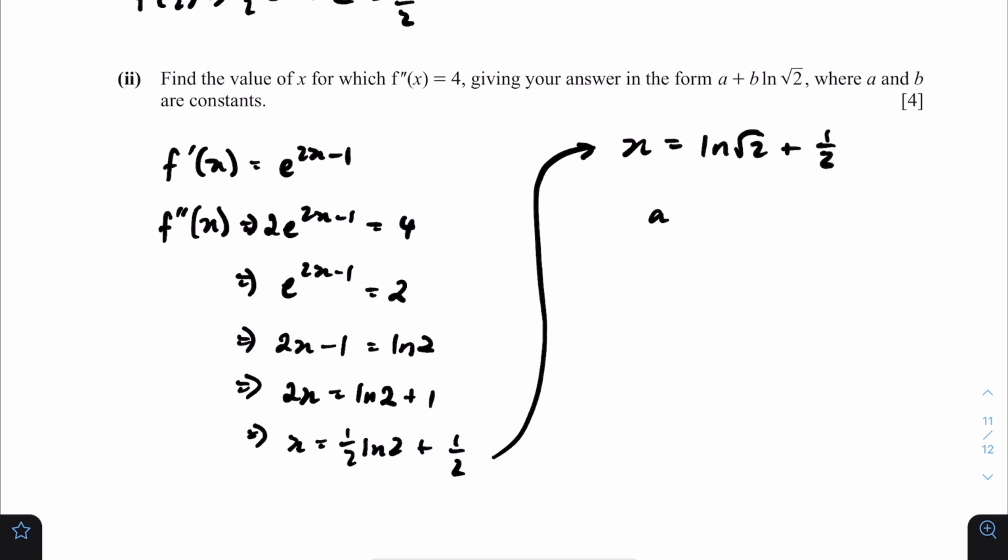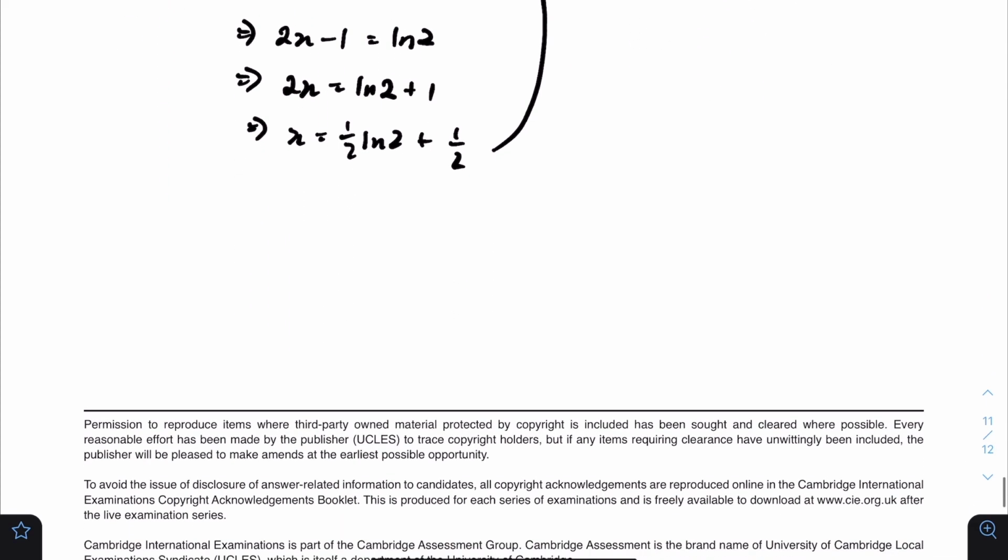And therefore, a is equal to half, b is equal to 1. And that's our answer. So we have just reached the end of this practice test.